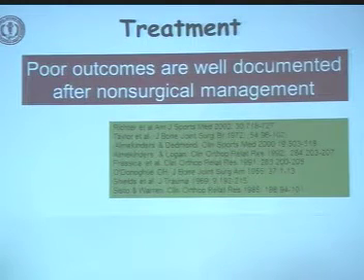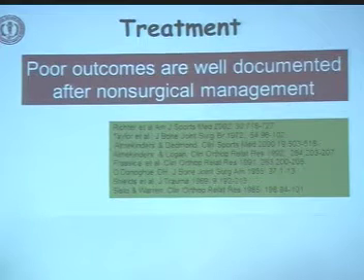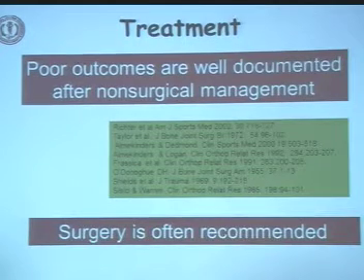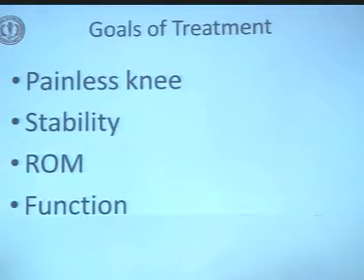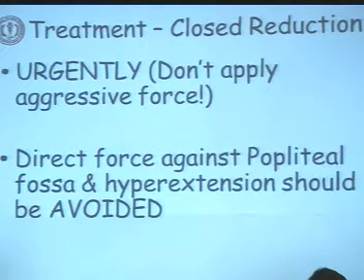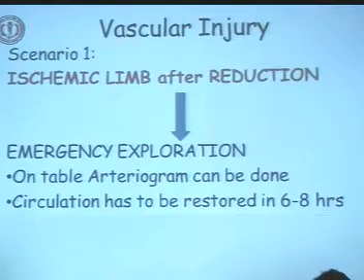Now, treatment. There is ample literature that with non-surgical treatment, the ultimate outcome is not good. So surgery is often recommended for the treatment of these patients, and the goals of treatment, as we know in any other joint, are a painless knee, stability, range of motion and function. So treatment can be closed reduction. In the emergency, as soon as you see the patient, if the knee is still dislocated, go for closed reduction, and do not put a direct force against the popliteal fossa, and do not ever hyperextend during the maneuver of closed reduction, because you can cause vascular damage or worsen the vascular damage.